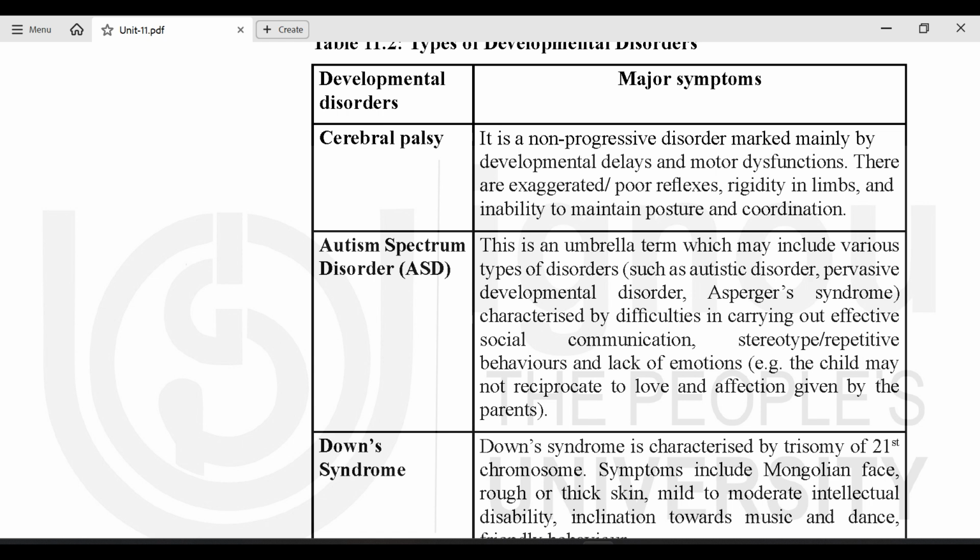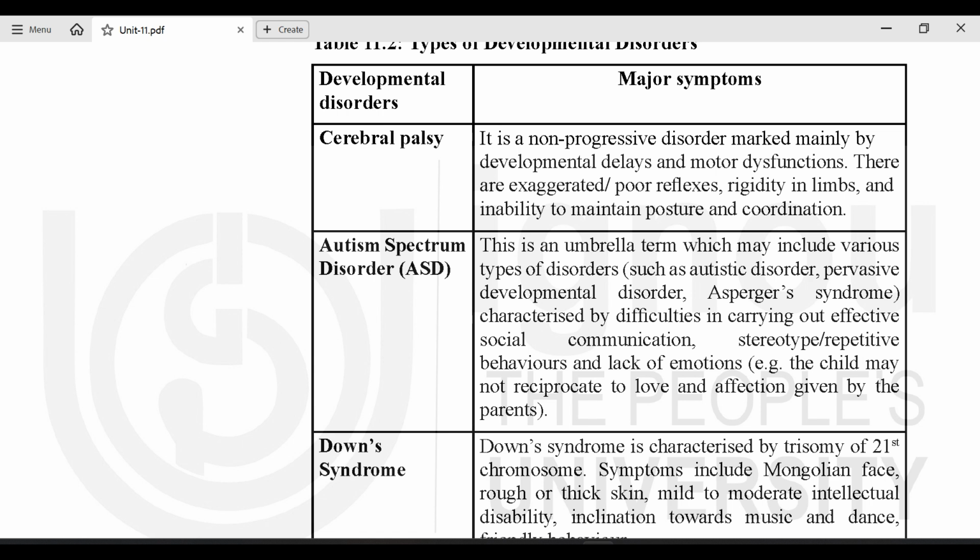This is an umbrella term which may include various types of disorders, such as autistic disorder, pervasive developmental disorder, Asperger's syndrome, characterized by difficulties in carrying out effective social communication, stereotyped or repetitive behaviors and lack of emotions. For example, the child may not reciprocate to love and affection given by the parents.